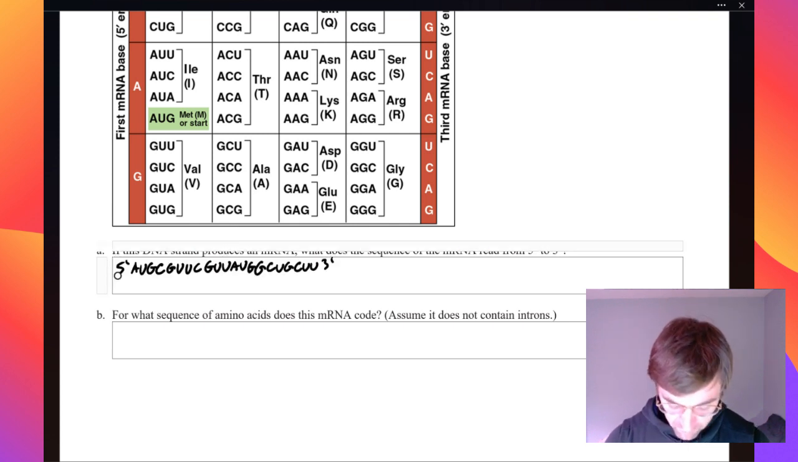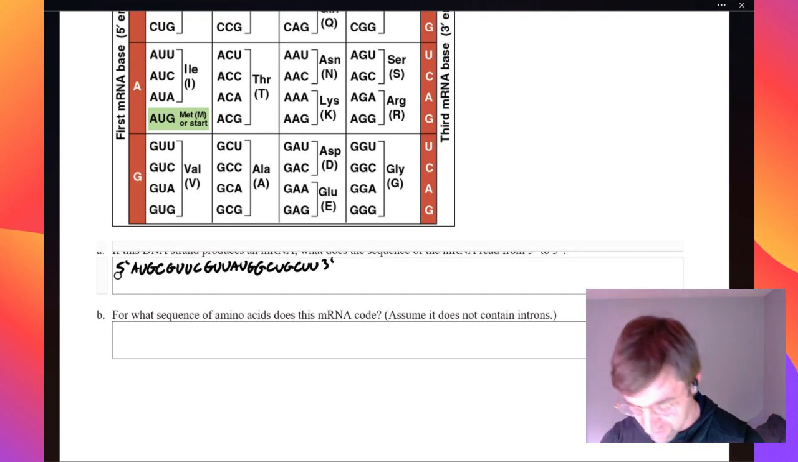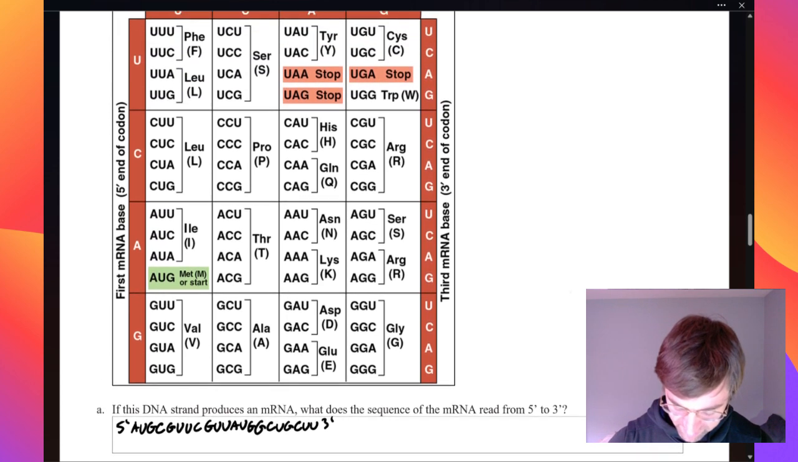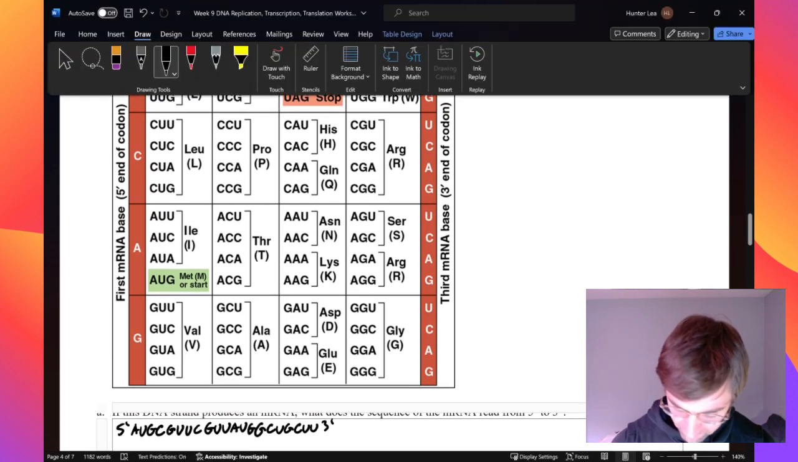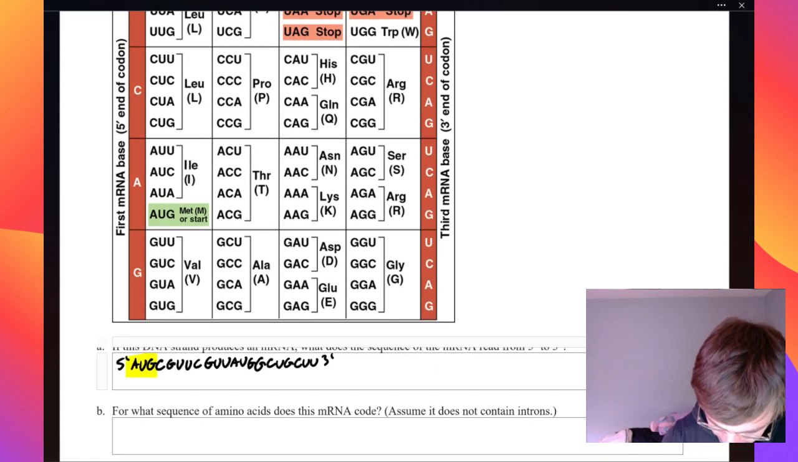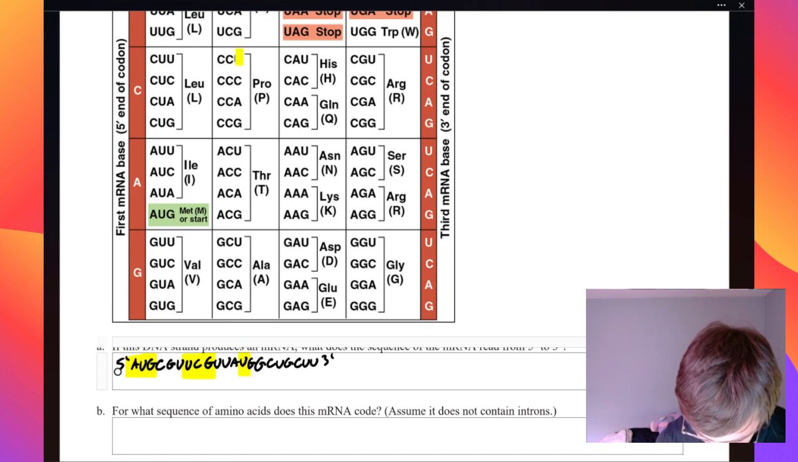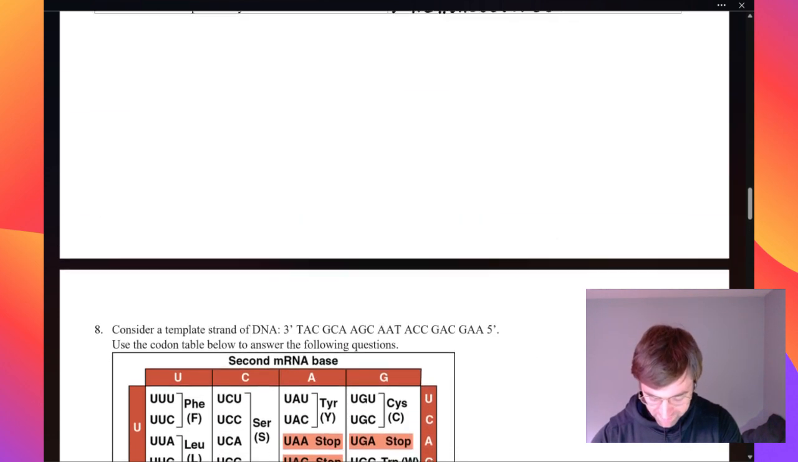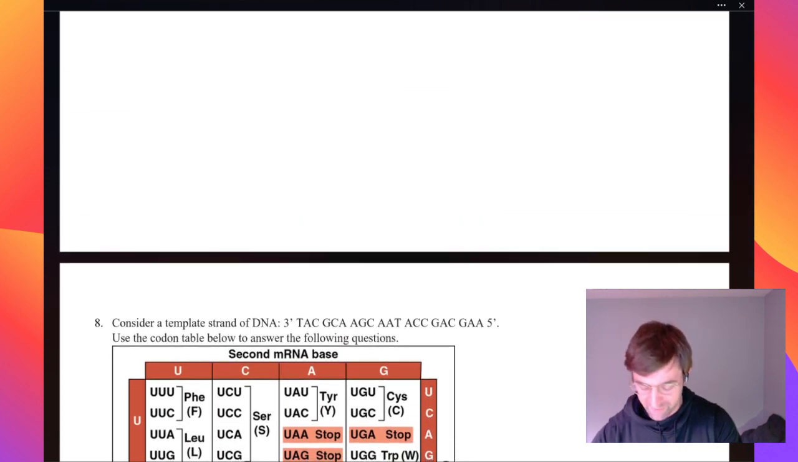Cool. For what sequence of amino acids does this mRNA code? And assume it does not contain any introns. So, looking at this, I'm just going to go with my highlighter here. Highlight 3, leave 3, highlight 3, leave 3, highlight 3, leave 3, highlight 3. Because I did not do as good a job of leaving spacing as they did up here in the prompt.